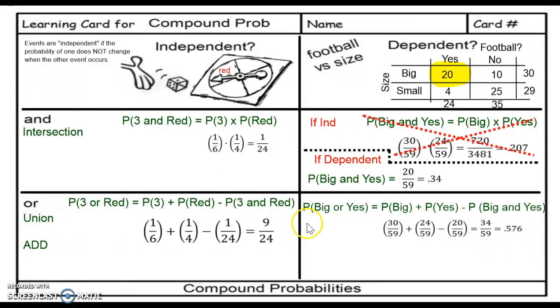So there's examples of how to handle and problems and or problems, or intersection and union problems, if we have independent events compared to dependent events. Hopefully you've learned a little bit about probability and the difference between independence and dependence, and I hope you have fun in your stats.